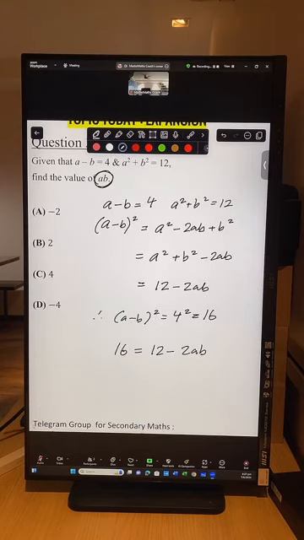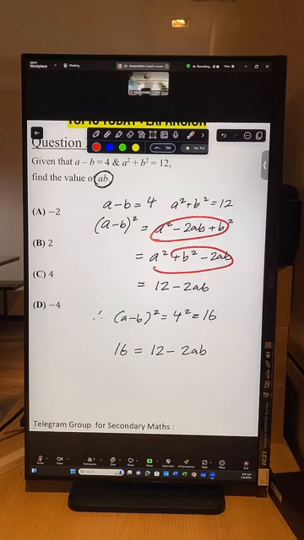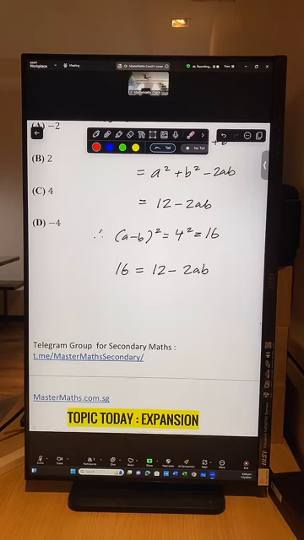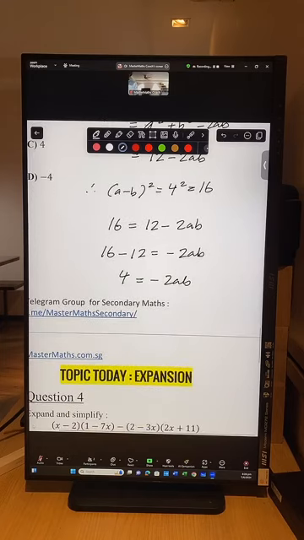Can you all see that? Because again, A minus B equals 4. So if A minus B equals 4, (A minus B) squared is going to give me 16. Now, (A minus B) squared, we also have expanded and it has given us this. So I can take this and equate it with my 16, which is what you see in this equation here. So now I know that 16 minus 12 equals negative 2AB. 16 minus 12 will give me 4. Negative 2AB equals 4. AB is going to equal 4 divided by negative 2. Answer will be negative 2.